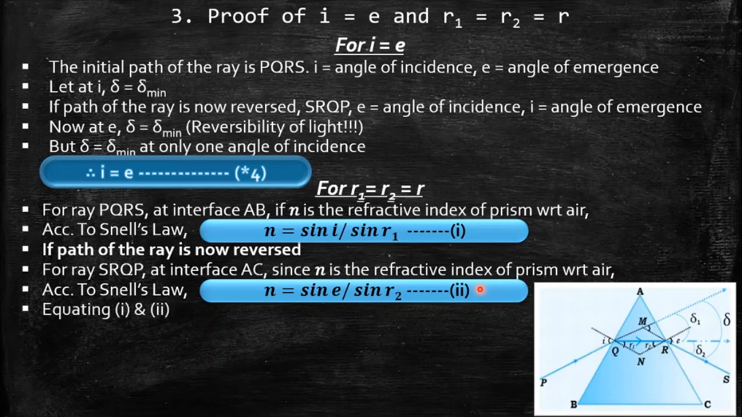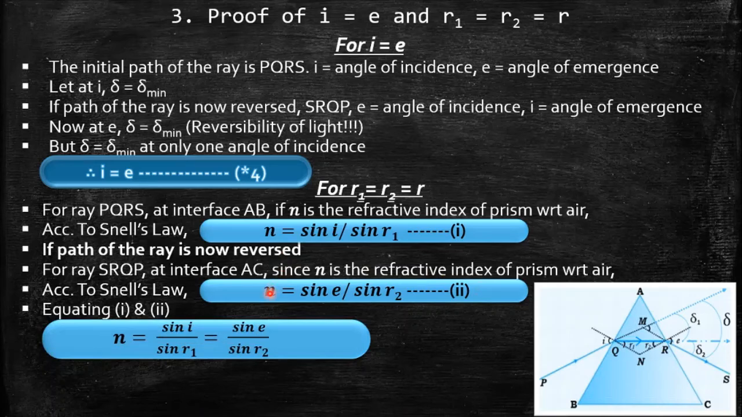Now can I compare these two equations? I obviously see that their LHS are equal, correct? So obviously you get the fact that N is equal to sine I upon sine R1, which is equal to sine E upon sine R2, right? Now this is strictly and strictly for when I is equal to E, then what happens? Well, obviously, if I is equal to E, sine I will be equal to sine E, right?